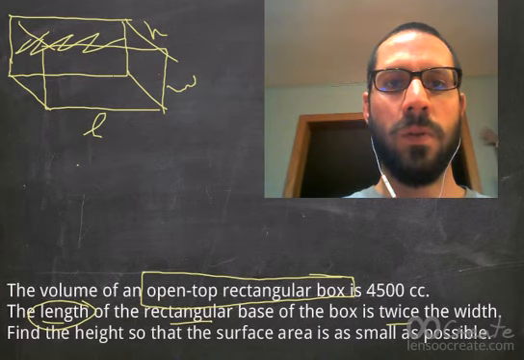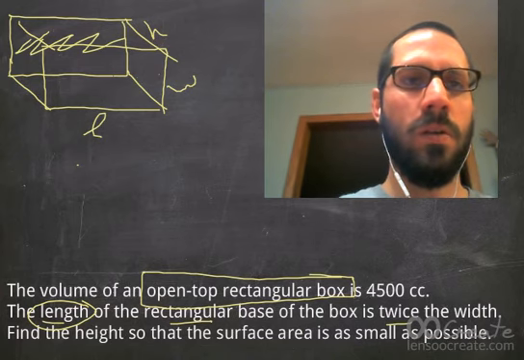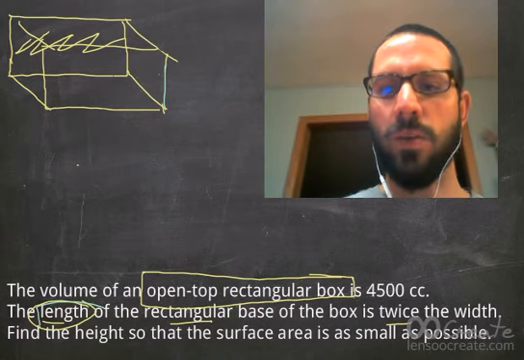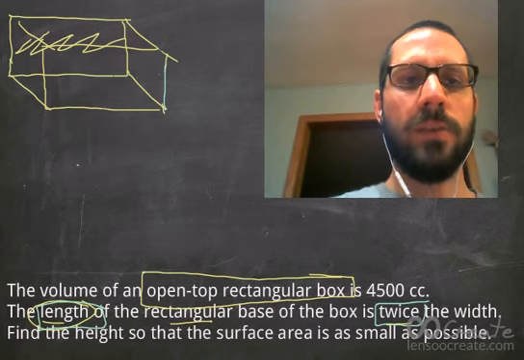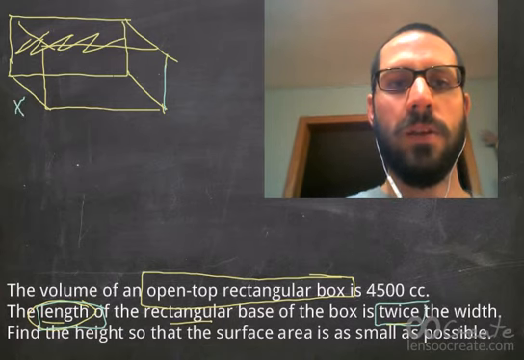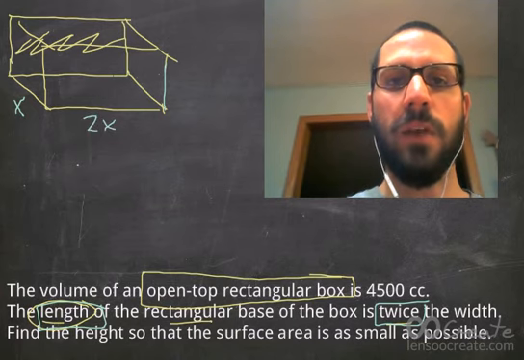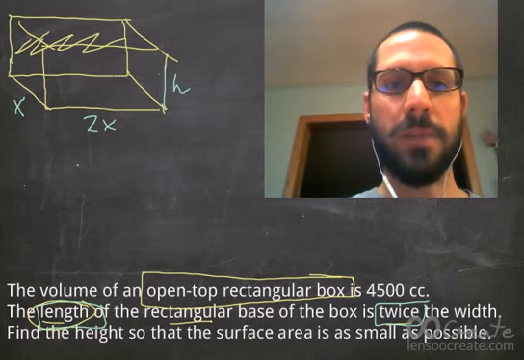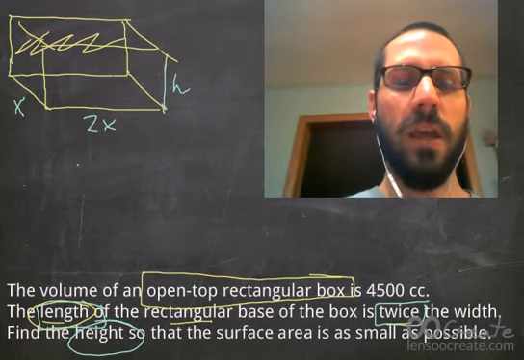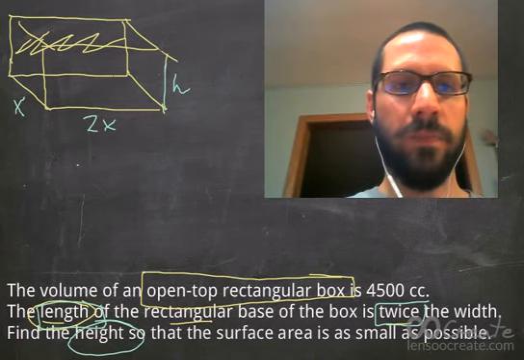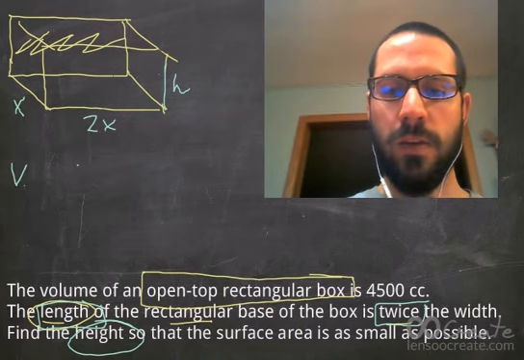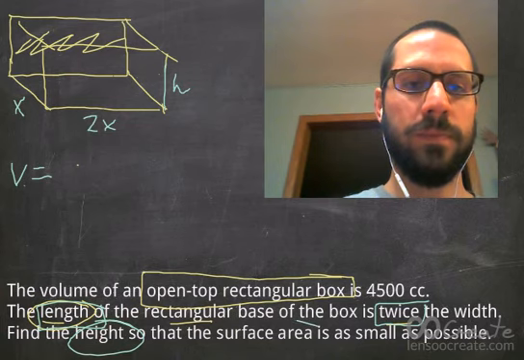Now, putting in our letters for our box, we have our length being twice the width. So if I call my width x, then I can call my length 2x. That makes sense. And then we also want to do our height because that's what we want to optimize. Got our variables. The other things we talk about are volume and surface area.